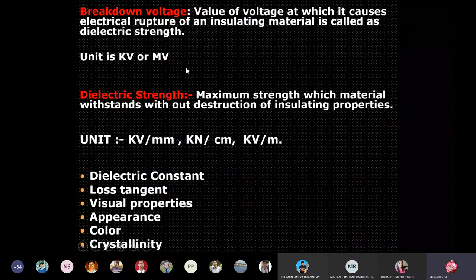Then dielectric strength, it is the voltage. I can say that my paper has voltage breakdown at, suppose, 10 kilovolt. So at 10 kilovolt I have observed current started flowing through the paper. But what will be dielectric strength?